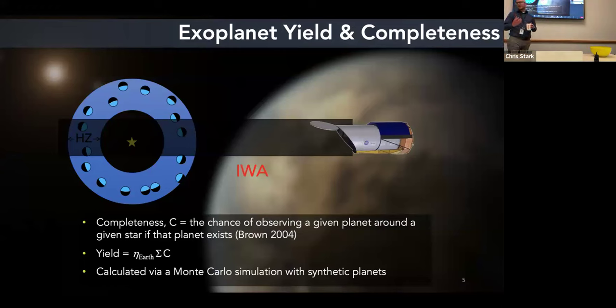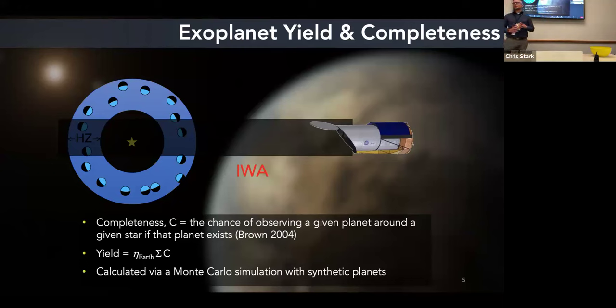So instead of calculating whether we've detected any individual exo-Earth, we calculate the probability of detecting an exo-Earth around a given star if it exists. This is a quantity called completeness. And to calculate completeness, we take a single star and we distribute a very large number of synthetic exo-Earths around it, maybe 10 to the 5th of them. We sample all the radii and phases and orbital elements consistent with our definition of an exo-Earth.